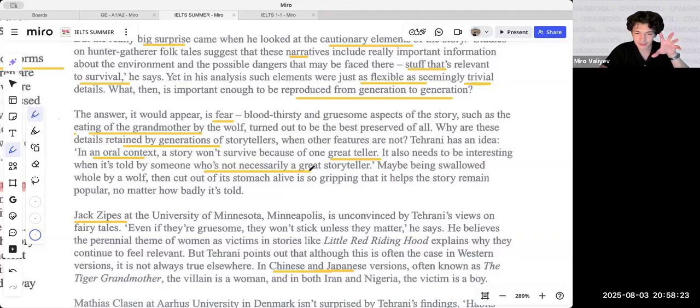You see, if you want a story to be good, the one who tells the story needs to tell it in a very interesting way. But Tehrani says not all of us are good storytellers. That's why we need certain features that can be easily told by anyone. Maybe being swallowed whole by a wolf, then cutting out the stomach alive, is so gripping that it helps the story remain popular no matter how badly it's told, which is quite interesting, I would say.